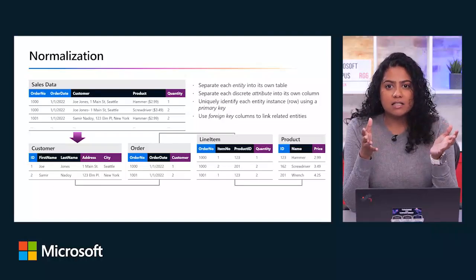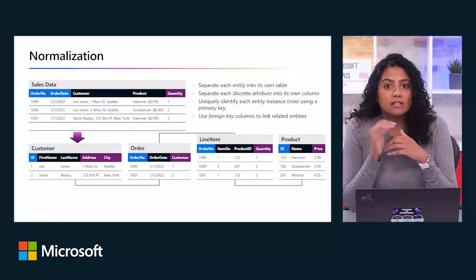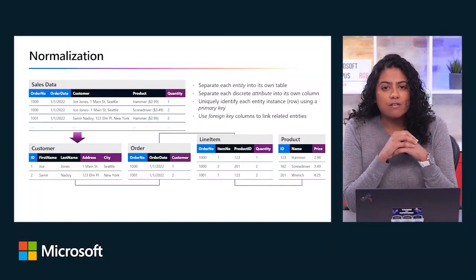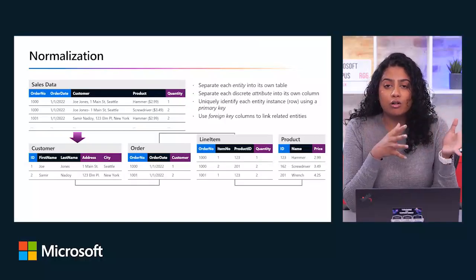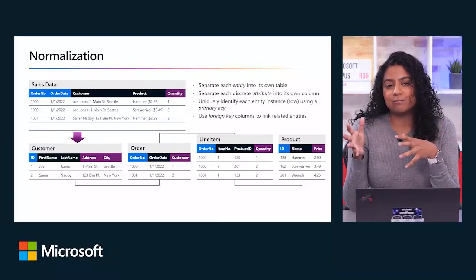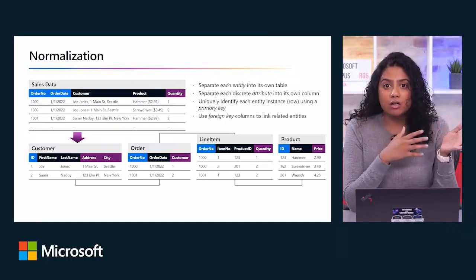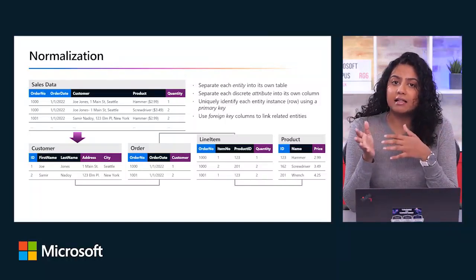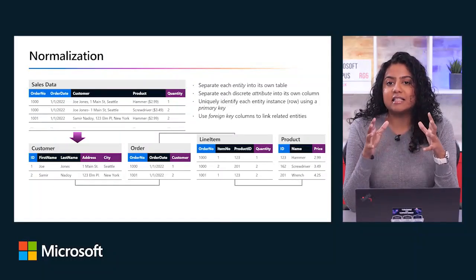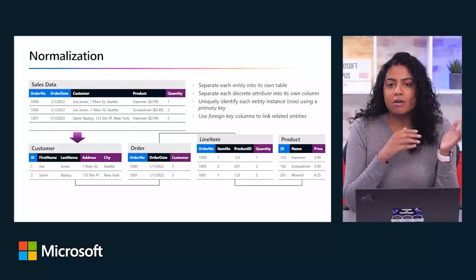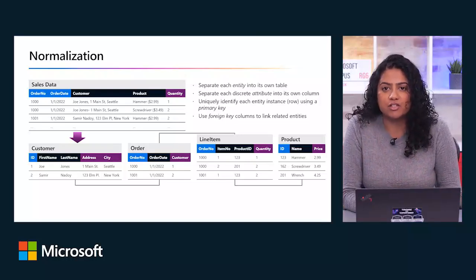When we normalize data, we transform that chaotic spreadsheet into a well-organized system. Instead of stuffing everything into one table, we break the data down into smaller, more focused tables. For instance, we'd have a separate table for customers, products, and sales orders and line items. Each table would store just the relevant details, like the customer's name, the product's price, and so on. But here's the real magic.